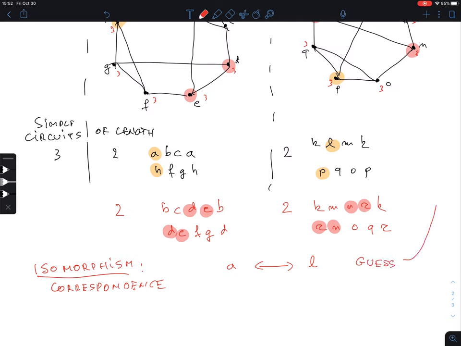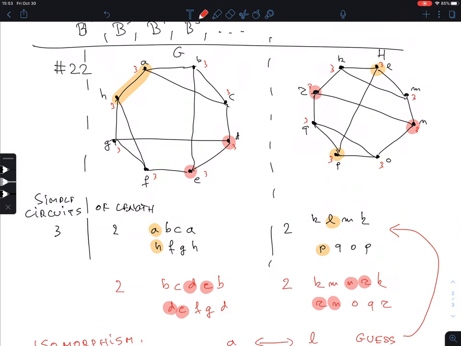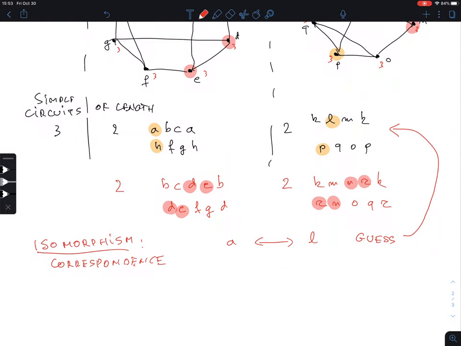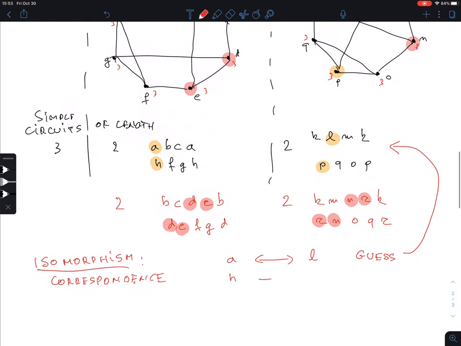But it's a guess based on this information: A and H on the left, and L and P on the right, are the two only vertices that are connected to each other but lie on different triangles. Of course, these two lie on a triangle and are connected by an edge, but that's because they lie on the same triangle. But once I make this guess, it tells me that H should correspond to P. So that is no choice anymore.